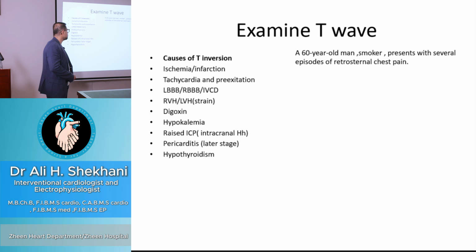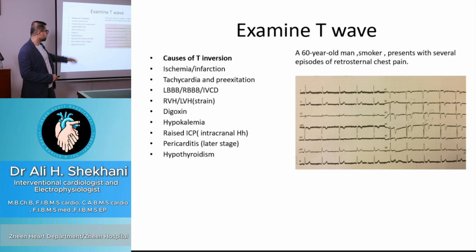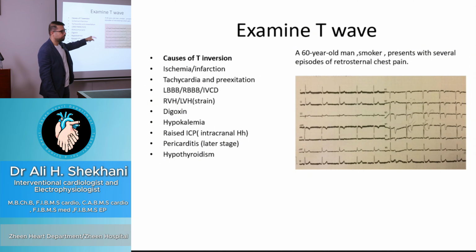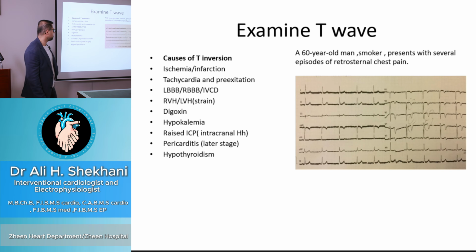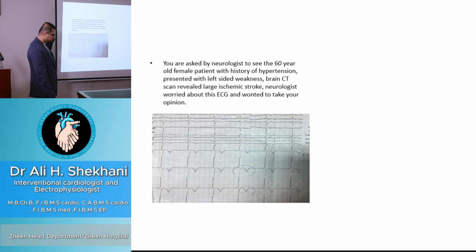This is a 60 years old man, smoker, presented with this ECG. There is very clear deep T inversion in V1, V2, V3, V5. So this is due to acute coronary syndrome. And this ECG was taken from a patient with a large ischemic stroke. So this is due to raised intracranial pressure.